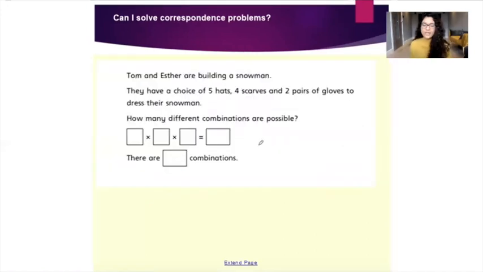The next one, Tom and Esther are building a snowman. They have a choice of 5 hats, 4 scarves, and 2 pairs of gloves to dress their snowman. How many different combinations are possible? Pause this video and have a go.